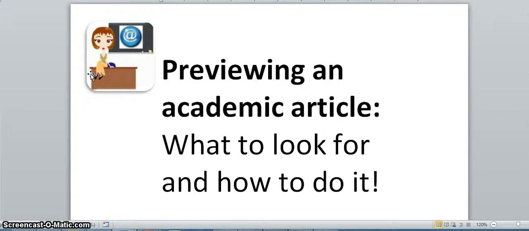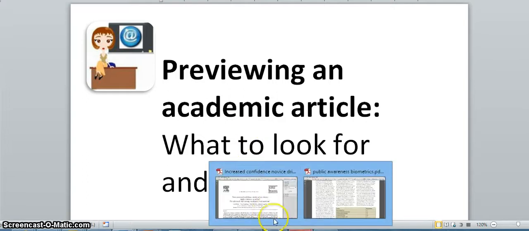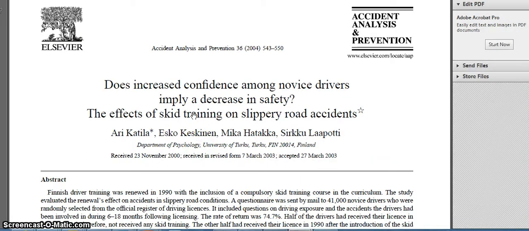So let's take a look at two different articles and pay attention and see what they do. The first one we're going to look at is this article, and we want to be able to find the source. When we talk about the source, we want the name of the journal that the article was written in. And if we look here, we see this, and we see this. And we say, okay, what's the name of the journal? Well, here we have Elsevier, and here we have Accident Analysis and Prevention.